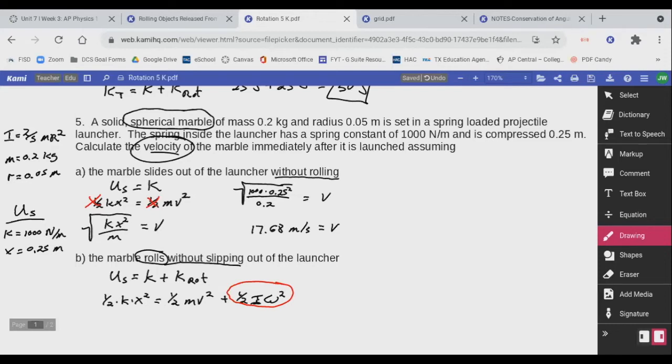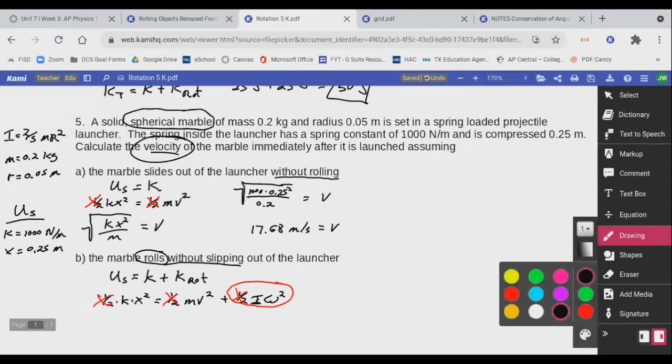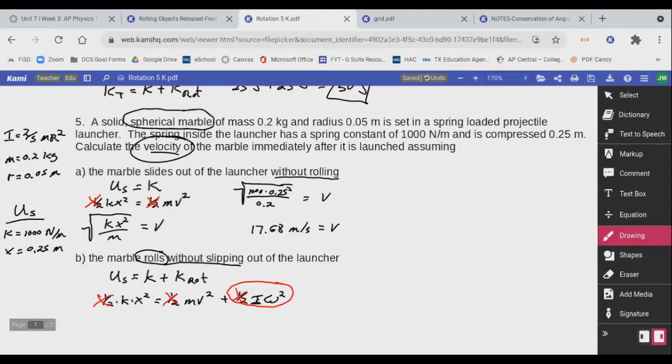Can we cancel out the halves? Yeah, let's do that. Let's cancel out the halves, get rid of that one, and that one. All right, and then let's go back to black, and we've got what?